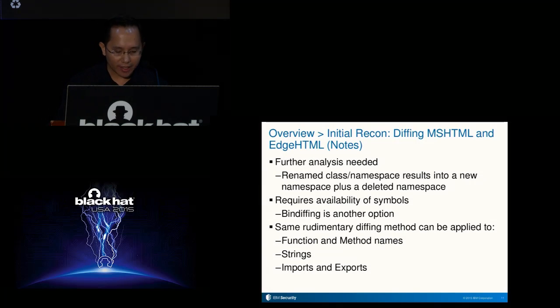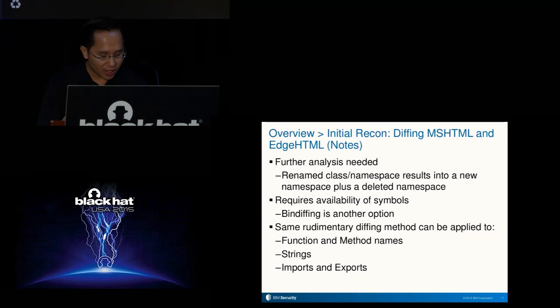Of course, the method has its caveats. First, the results are suggestions. Further analysis is needed because it might be the case that a class or a namespace has been renamed. If that is the case, you will find a new namespace plus a deleted namespace. Additionally, the method of course requires the availability of symbols.